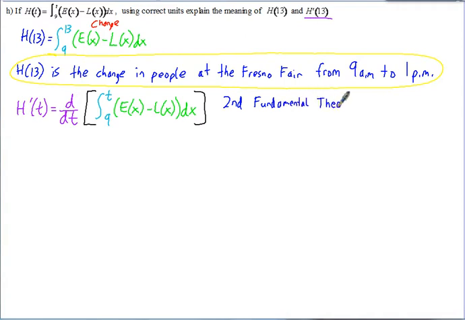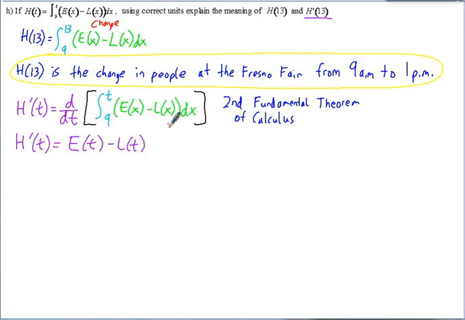Now let's see if it fits the second fundamental theorem of calculus exactly. Well, in order to fit, this has to be a constant, which 9 is a constant, and this has to be the variable, which it does. And there's no chain rule involved here because it's just t. It's not 3t or t squared. And remember, all that happens then is the derivative and integral, since they're inverse operations, essentially cancel out, but the variable changes to t. So that's equal to e of t minus L of t. Another one that stays the same.